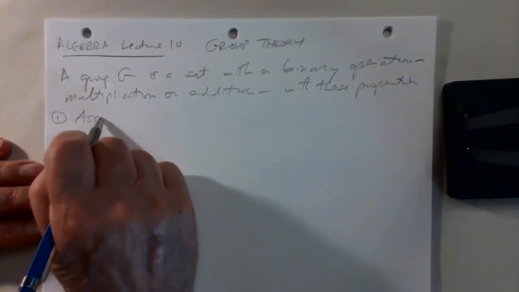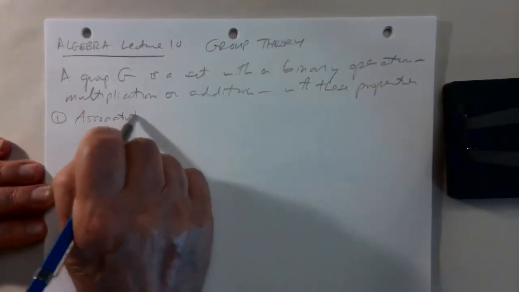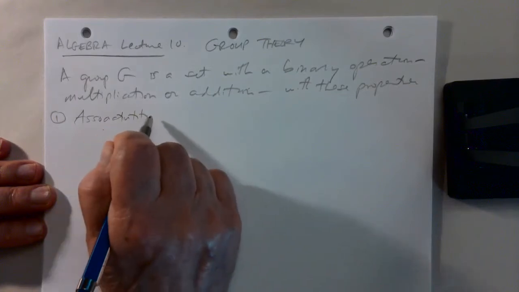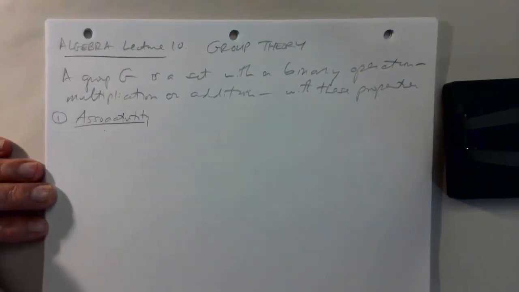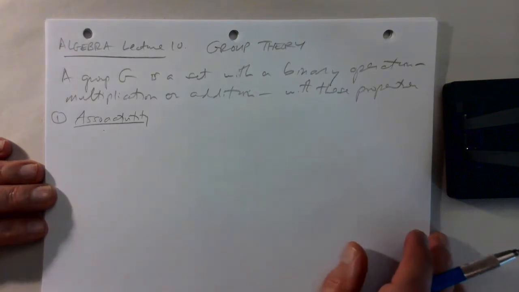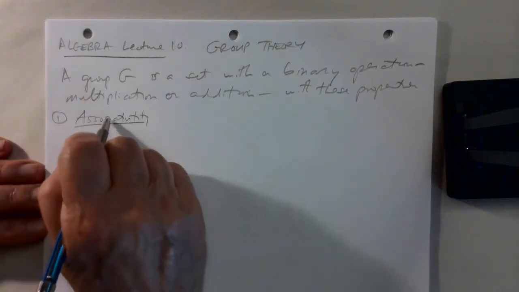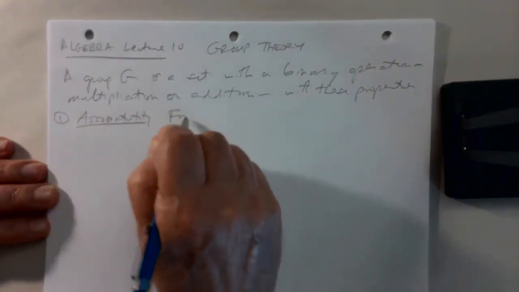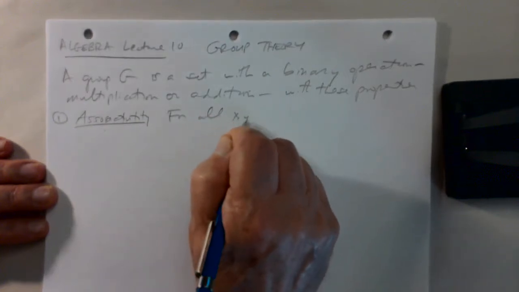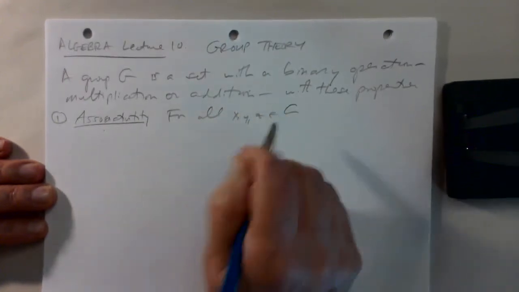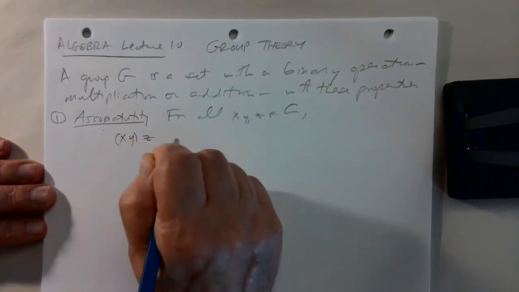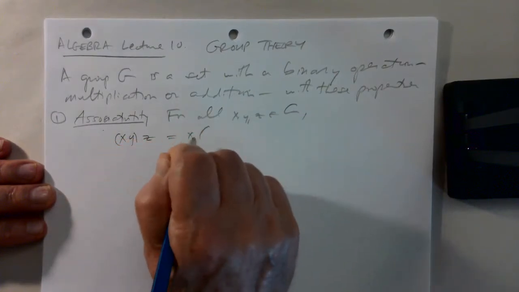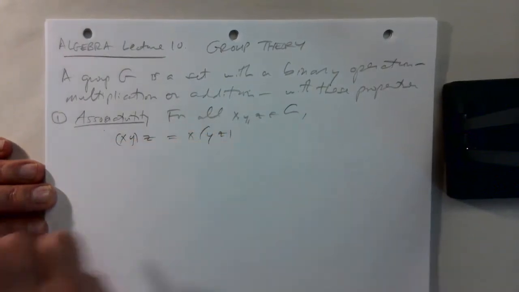The first is associativity. And in general, I'm going to write things for a multiplicative group, and the translation for an additive group is always straightforward. So for all elements x, y, z in the group, if you multiply x, y, and then multiply that by z, that's the same as x times the product of y and z.